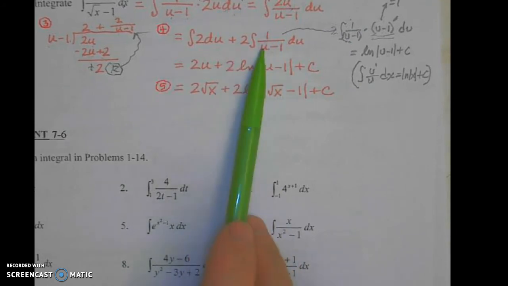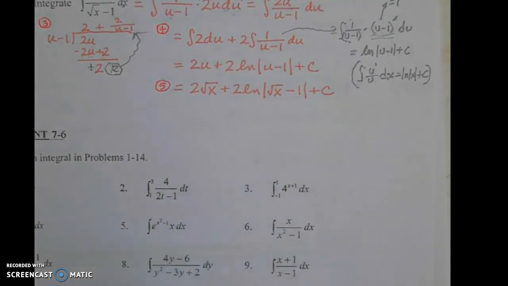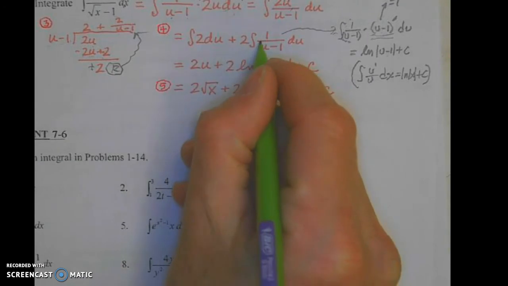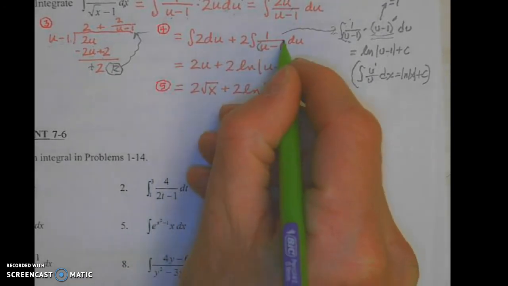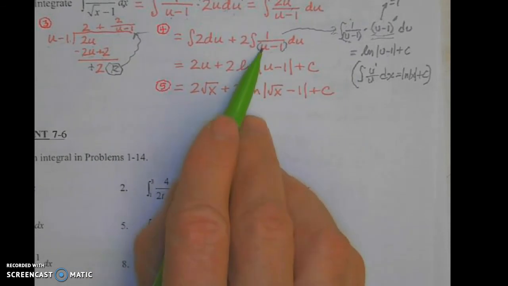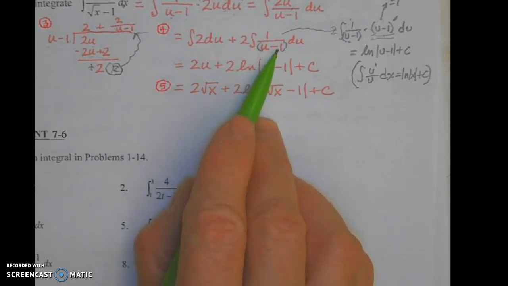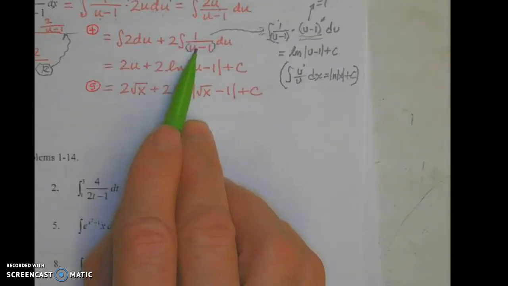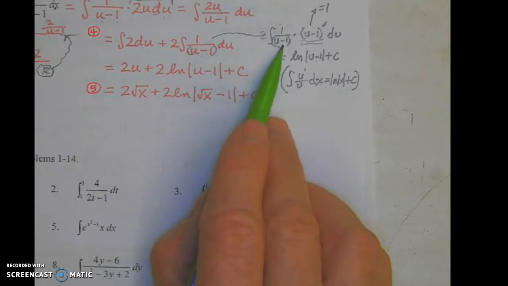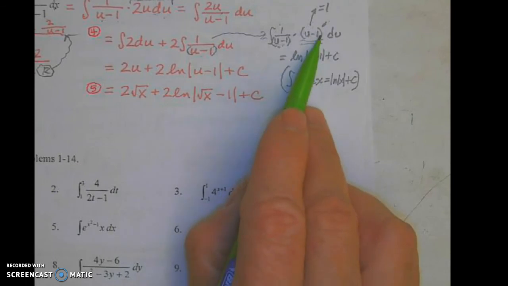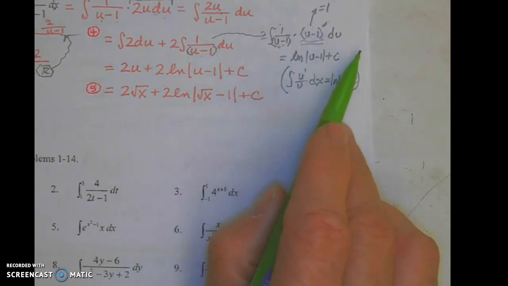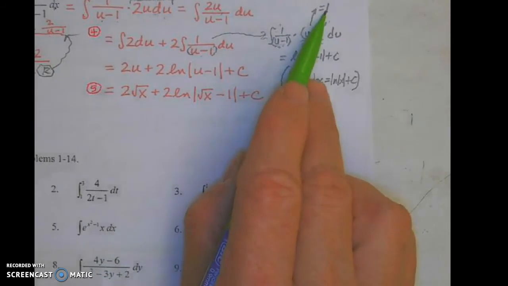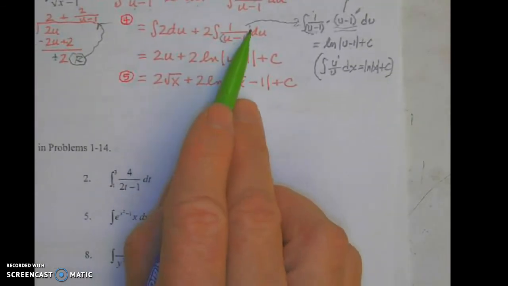Now when I'm dealing with 1 over u minus 1 du, that essentially is a form of 1 over x. And the antiderivative of 1 over x is going to be the natural log of x. But u minus 1 is the baby. So if I were to write this part out even further, if I wanted to, I would have the integral of 1 over u minus 1 times the derivative of u minus 1. And the derivative of u minus 1 is just going to be 1. So I really don't need to show all that work because it's equal to 1. I've got an invisible 1 right here.